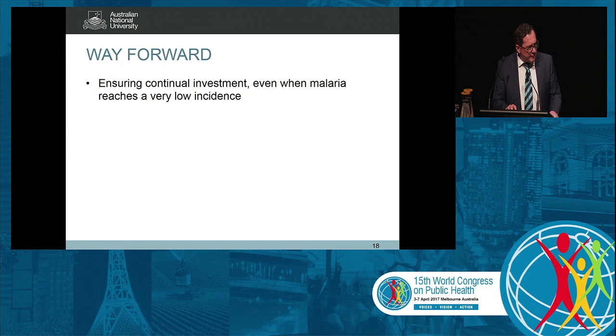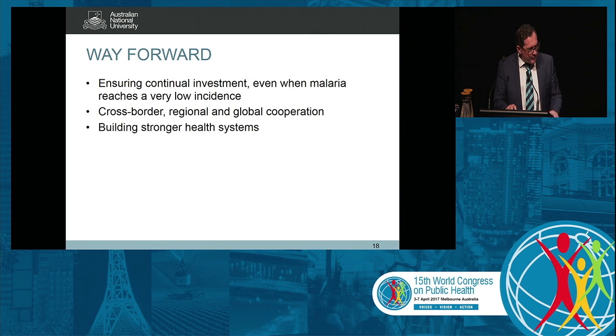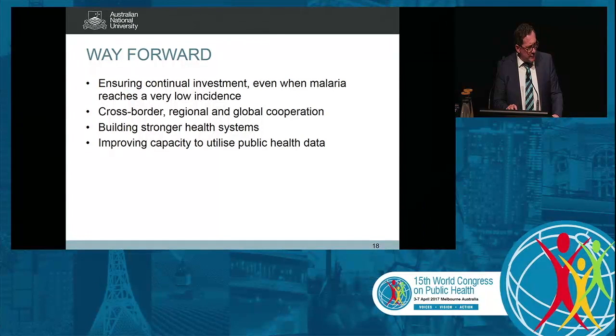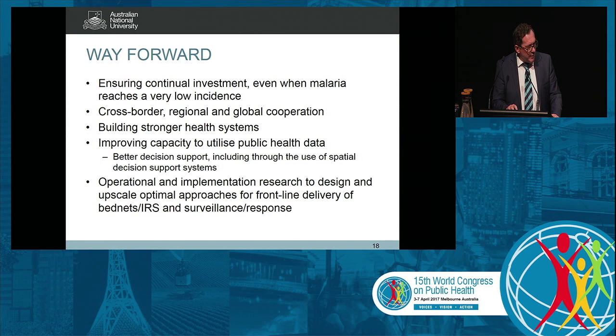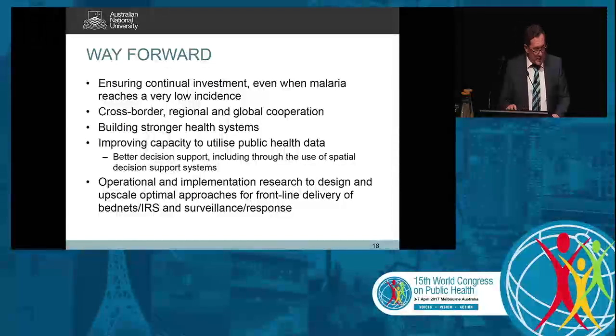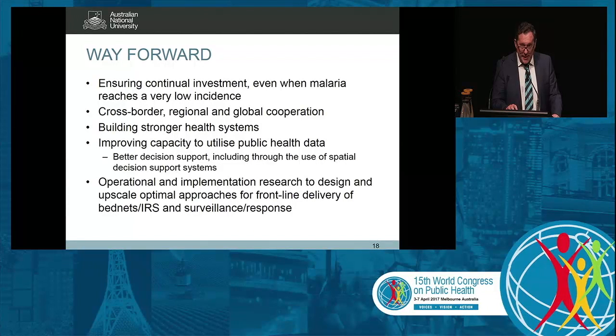We need to ensure continual investment even when malaria reaches a very low incidence. We need to invest in cross-border regional and global cooperation, so APMEN and APLMA are good examples of that. We need to build stronger health systems and improve capacity to utilise public health data, and this is where spatial decision support systems and other decision support systems come into play. And we need more operational and implementation research in order to design and upscale the interventions that we are already delivering, but in a more effective and efficacious way. And that's all I've got to say.